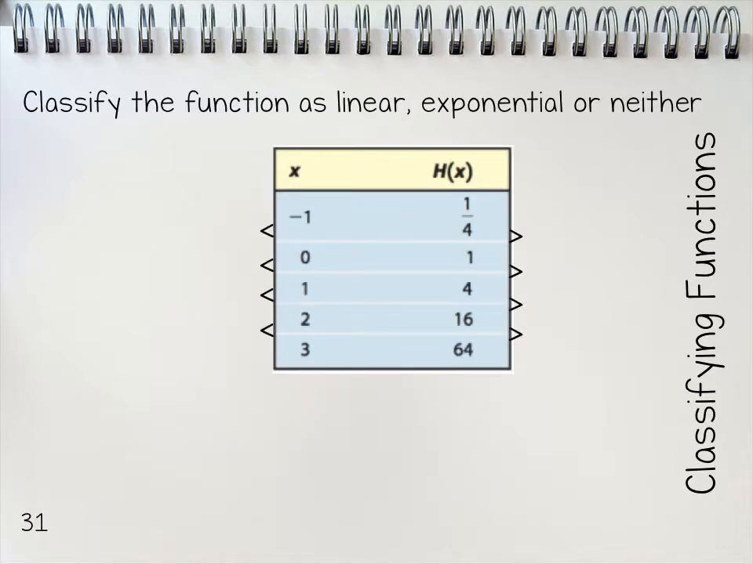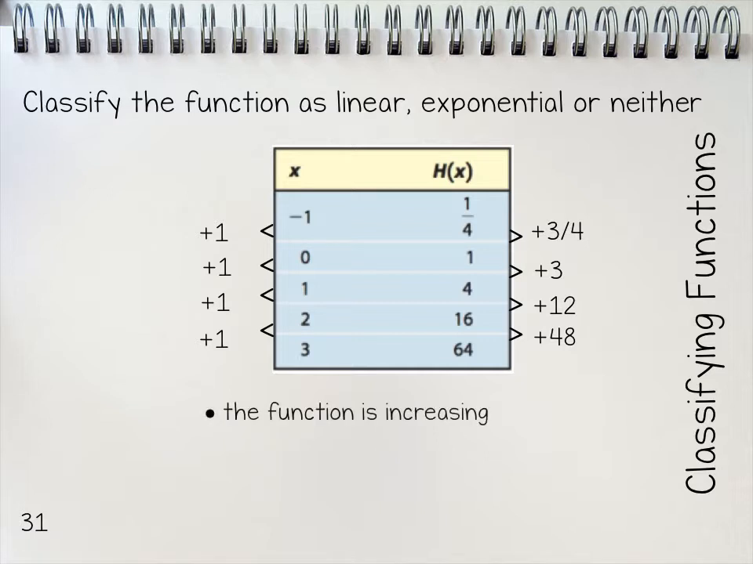The change in y, to go from 1/4 to 1 is 3/4. To go from 1 to 4, that change is positive 3. To go from 4 to 16, the change is positive 12. And to go from 16 to 64, the change is positive 48. Now we notice that this function is definitely increasing. It is clearly not linear.